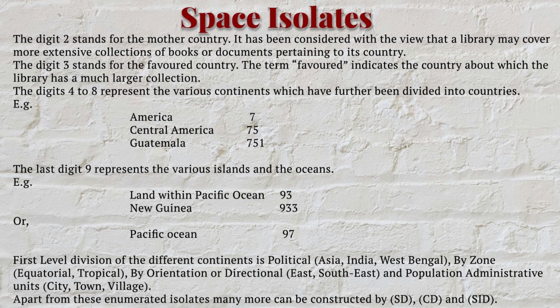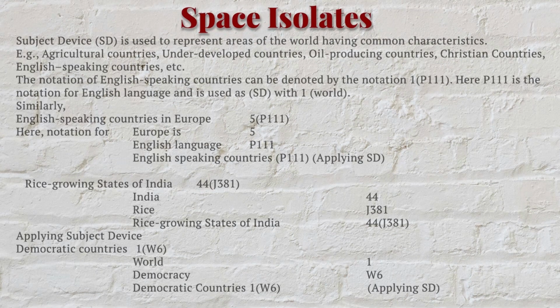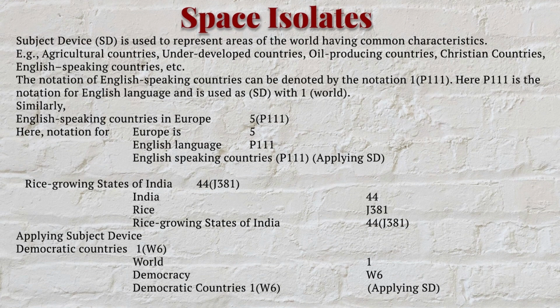The first level division of the different continents is political, then by zone, then by orientation or directional, and by population administrative units. Apart from these enumerated isolates, many more can be constructed by subject device, chronological device, and superimposition device. Here we show how subject device is used to represent areas of the world having common characteristics.